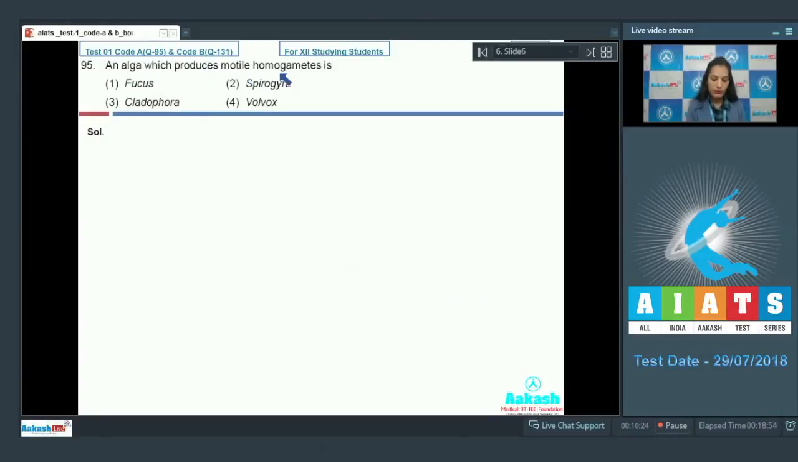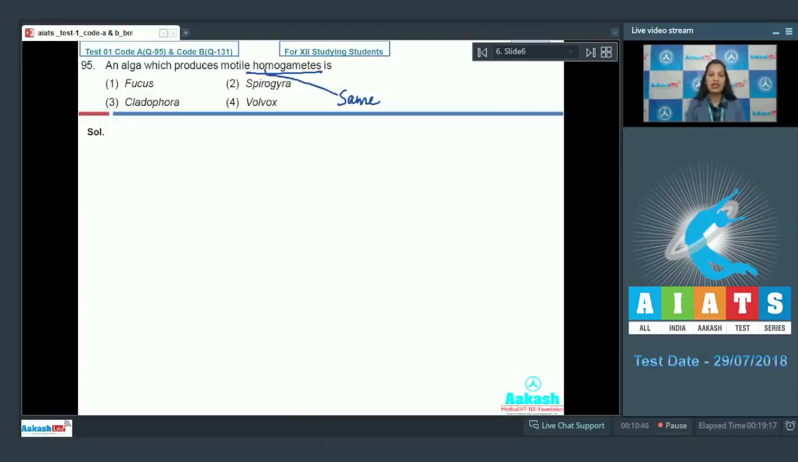An alga which produces motile homogametes is. Before dealing with the question, you should know what are called the homogametes. Homo means same. Gametes, it means the morphologically similar gametes.